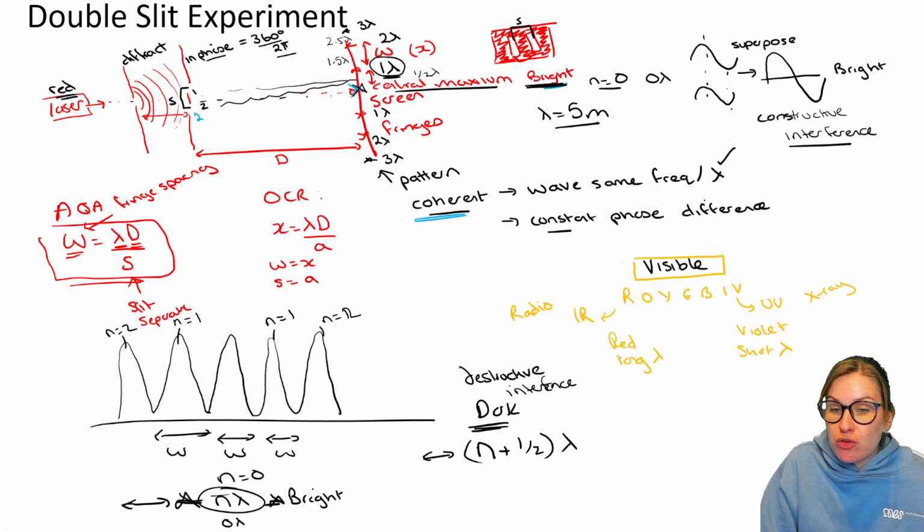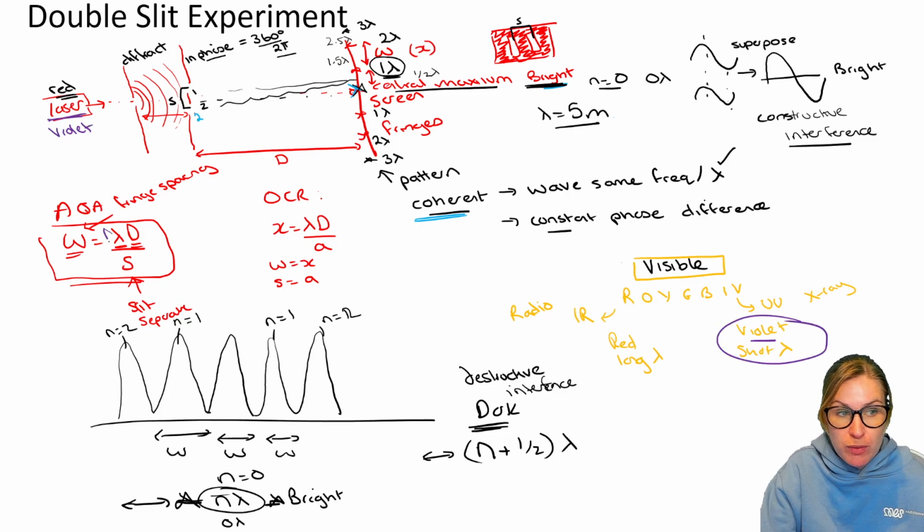So let's say we change from our red laser light into our violet laser light. So again, instead of red coming out here, what I'm going to have is violet coming out here. And we're saying the wavelength is shorter. So what I've done is I've dropped the wavelength. What that means is my value of W decreases.